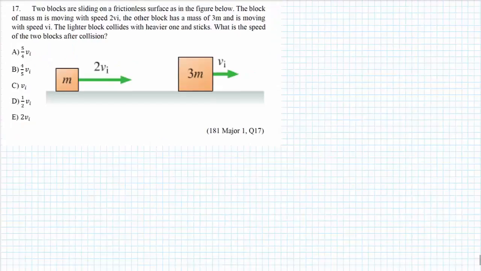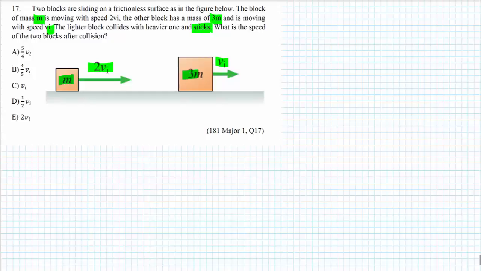The two blocks are sliding on a frictionless surface as in the figure below. The block of mass m is moving at speed 2 times vi. The other block has a mass 3 times m and is moving at a speed vi. The lighter block collides with the heavier block and sticks. So they stick together, meaning that they will have the same velocity after collision. It's like the previous example, but the direction here is different. What is the speed of the two blocks after collision?